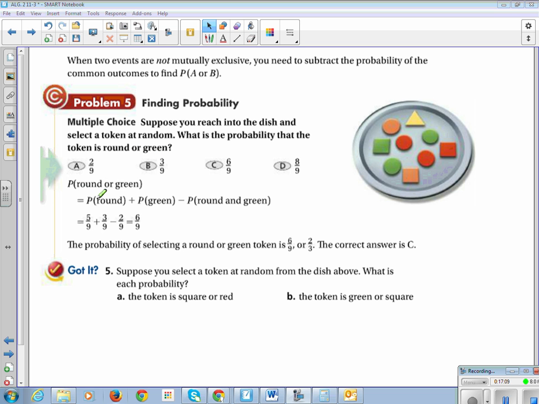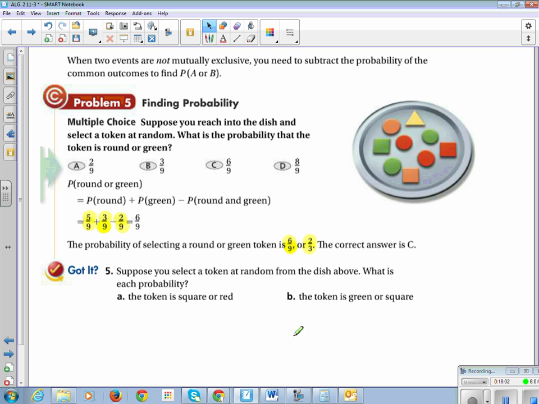So the probability of round or green is the probability of round plus the probability of green minus the probability of round and green. So you look, the probability of selecting a round one is, there's 1, 2, 3, 4, 5 round ones in a dish of 9 altogether. So we get 5 ninths. And then the probability of green is 1, 2, 3 greens out of 9 total, minus the combined probability of round and green, which there's only 2. So 5 ninths plus 3 ninths is 8 ninths, minus 2 ninths is 6 ninths. So the answer is 6 ninths or 2/3.